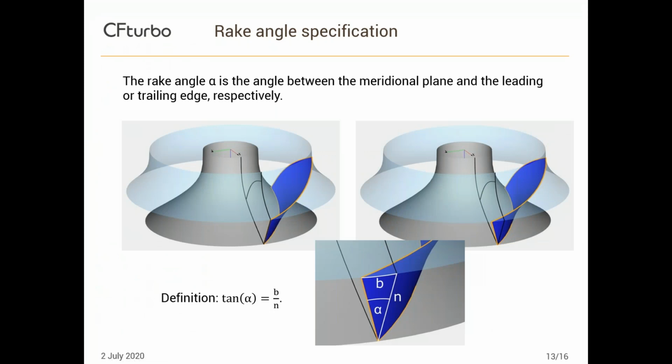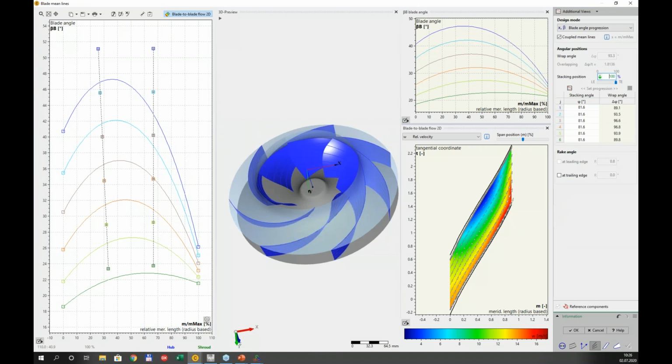Okay, another new feature is the definition of the rake angle specification. So the rake angle is the lead angle at the trailing edge, and it's defined like given here. And in CFturbo again, there is a new group where you can tell if you want to set a certain rake angle and where you want to set it. So I could do it here at the trailing edge and could tell it that the rake angle should be 20, and then again immediately the 3D will be updated and you see what you have done with that change of the rake angle.